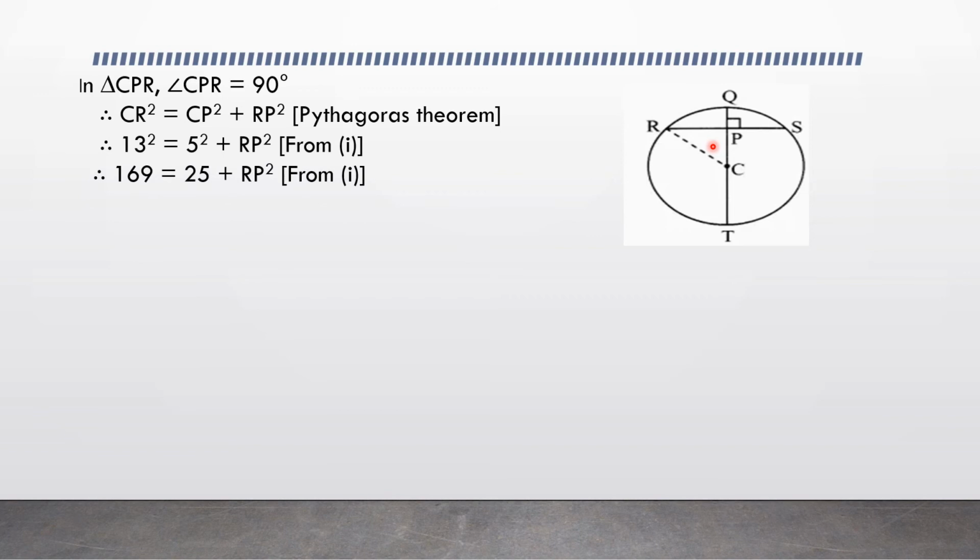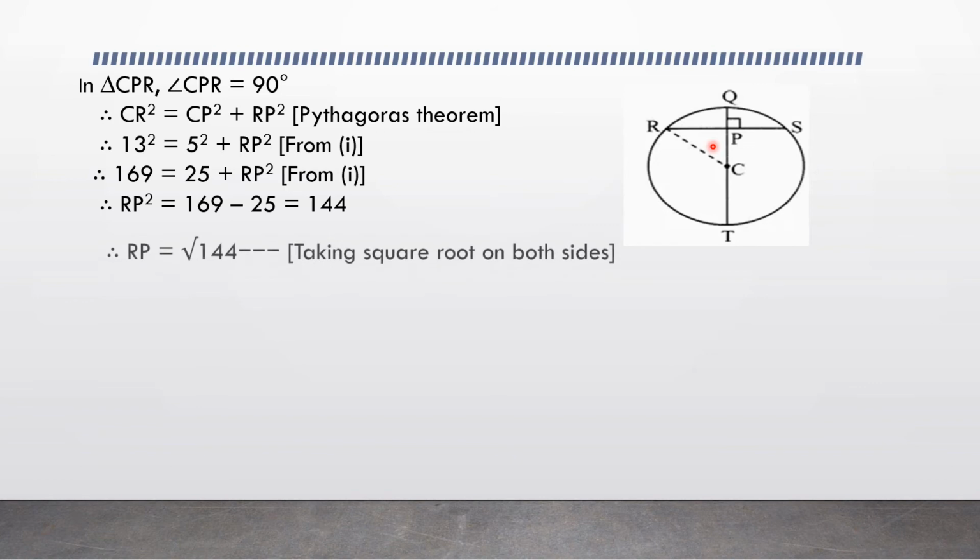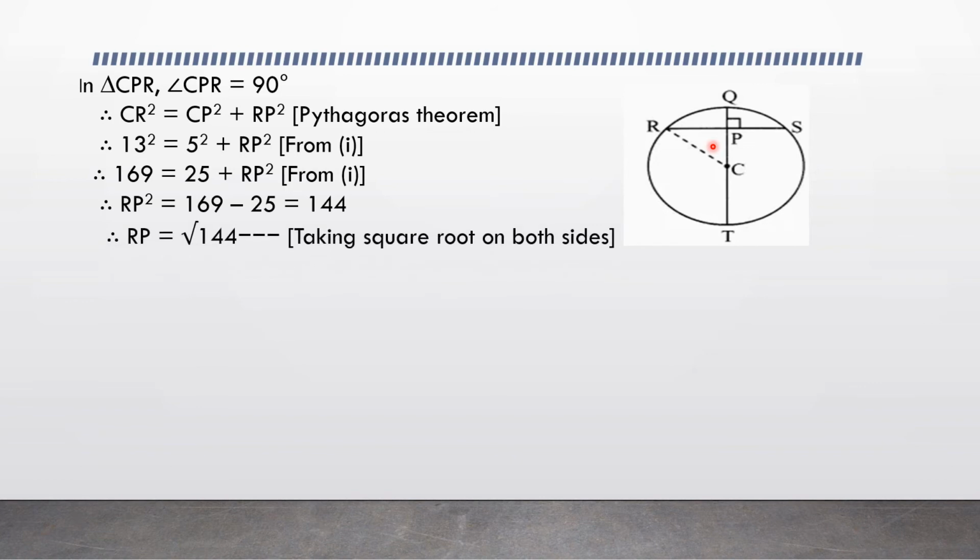Therefore RP square is equal to 169 minus 25, which is equal to 144. Therefore RP is equal to the square root of 144, which is equal to 12 centimeters. That is equation number 2.